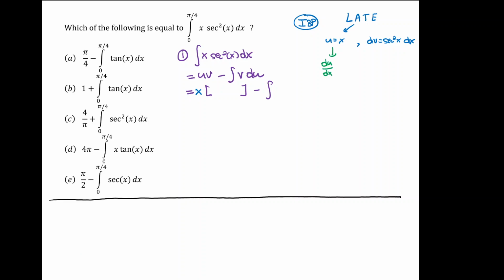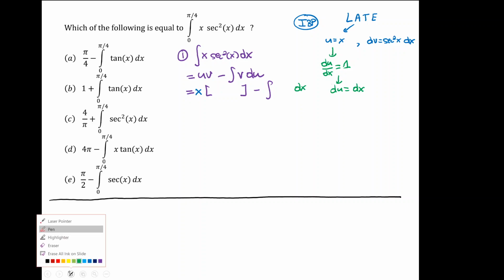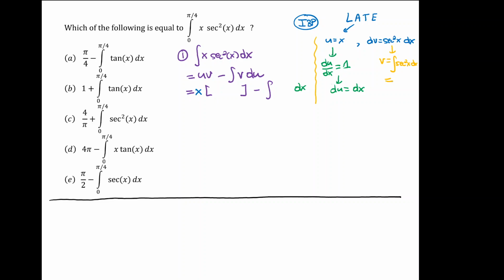du by dx is 1, and that means du is equal to dx. So we'll put that in here. There's your dx, replace it with du. Now dv. v is the integral of secant squared. What do you take the derivative of to get secant squared? The answer is tan. So x tan of x minus the integral of tan of x dx.